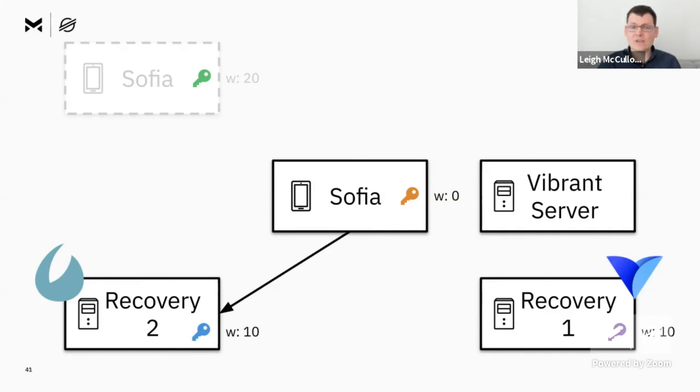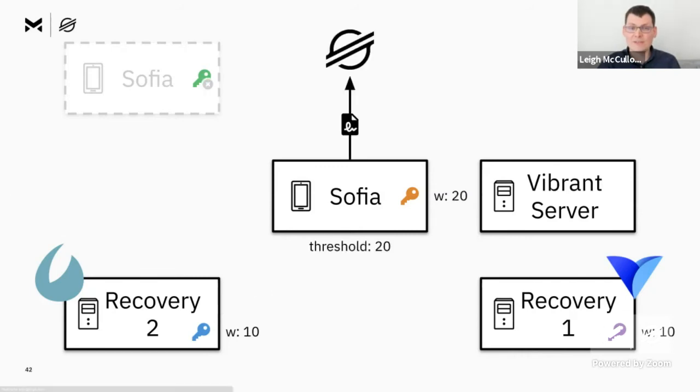Sophia then continues recovery with the second recovery server. Sophia authenticates with recovery 2 independently because the server is operated independently. Once authenticated, the server signs the transaction and returns the signature to the wallet. The transaction is now authorized with a weight of 20, and it's submitted to the network.